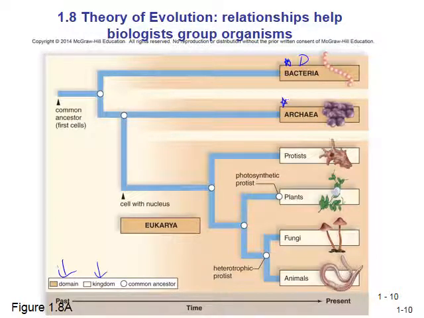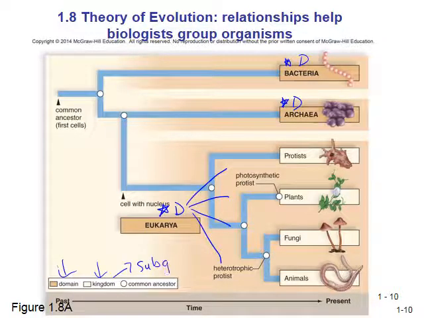I'm going to put a D. Archaea is a domain, and eukarya is a domain. And then under eukarya, we branch out into 4 kingdoms. So you can think of those as subgroups. And we have protists, plants, fungi, and animals.